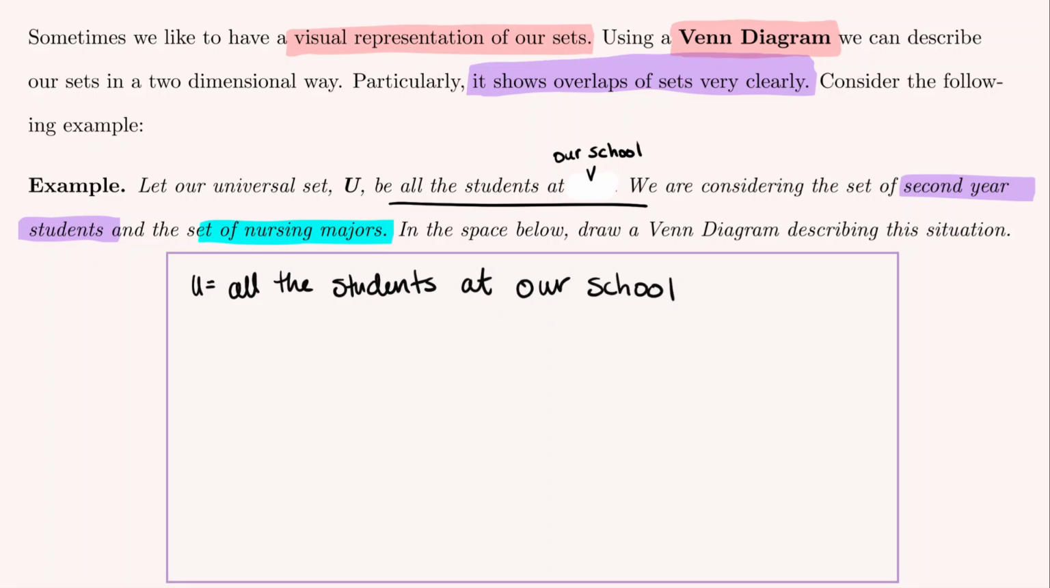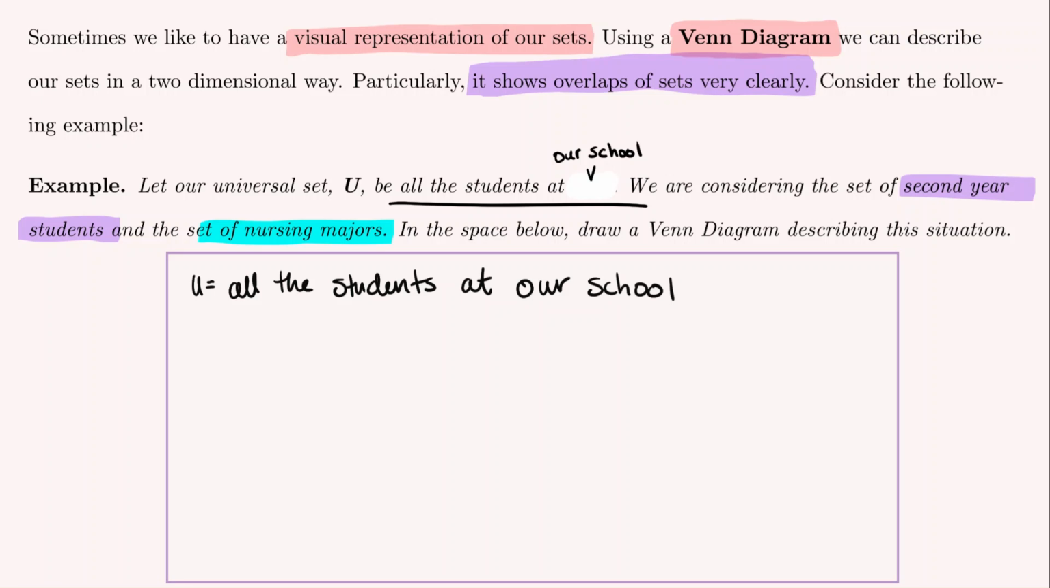Okay, so is it possible that an individual might be a second year student and also fit the classification of being a nursing major? What do you think about that, yes or no? Yes, there will definitely be some second year students who have declared their major as nursing. So with that in mind, we know that these two subsets will overlap some.